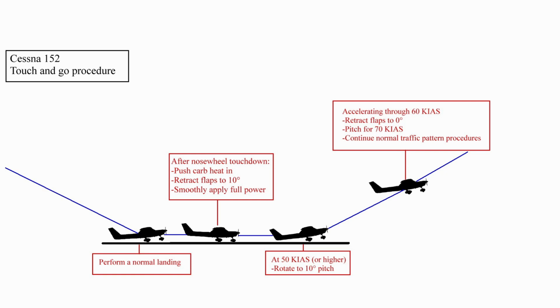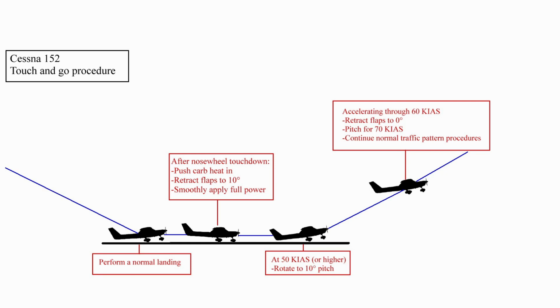At 50 knots, go ahead and rotate just like you would in a normal takeoff to that 10 degrees of pitch and allow the aircraft to fly off the runway. It's possible if you configure quickly and get that power back in quickly, you could be above 50 knots once you've got all that done. So if you're above 50 knots, just go ahead and rotate at whatever speed you're at. Rotate to that 10 degrees of pitch and then perform your normal takeoff procedures you normally would.